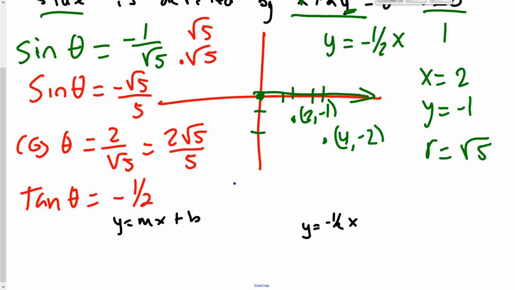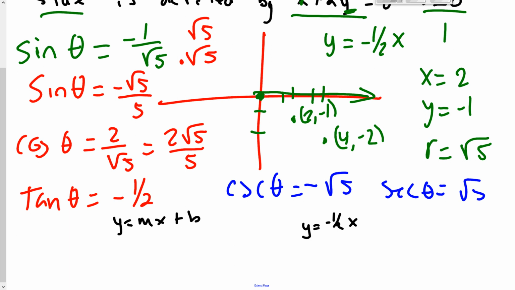Then we can do the reciprocals. Cosecant goes with sine, so that is -√5. Secant goes with cosine, so that is √5 over 2. And cotangent goes with tangent, so that is -2. Okay, so those are all 6 for you. Those are a few different types that you can practice.